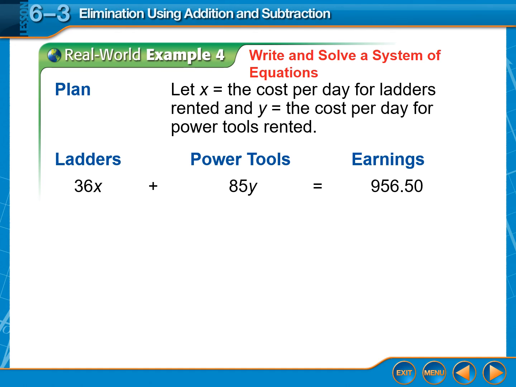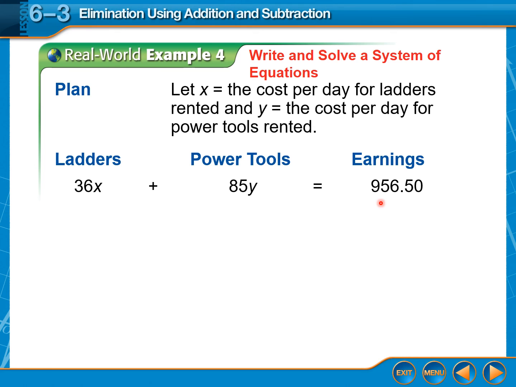So in the first one, 36 days times the amount per day for ladders, so 36 times x, plus 85 days times y, the amount per day for power tools. So when I do 36 times x plus 85 times y, that gets me the total amount of money from ladders and power tools, which for that first week was $956.50.